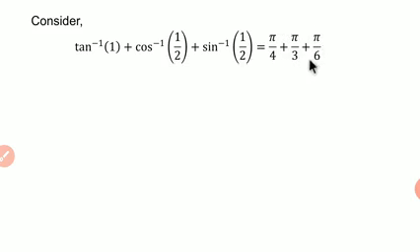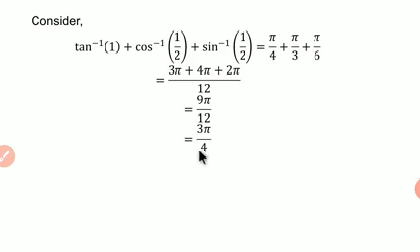To take the addition, we see 12 is the LCM of the denominators, and so if we take 12 as the LCM, in the numerator in the first term we get 3 pi, in the second term we get 4 pi and here we get 2 pi. And therefore it is equal to 3 pi plus 4 pi plus 2 pi, whole divided by 12. Means it is 7 plus 2, 9 pi divided by 12. It is equal to 3 pi by 4. It is the required value for the given inverse trigonometric function. Okay. Now see the next example.